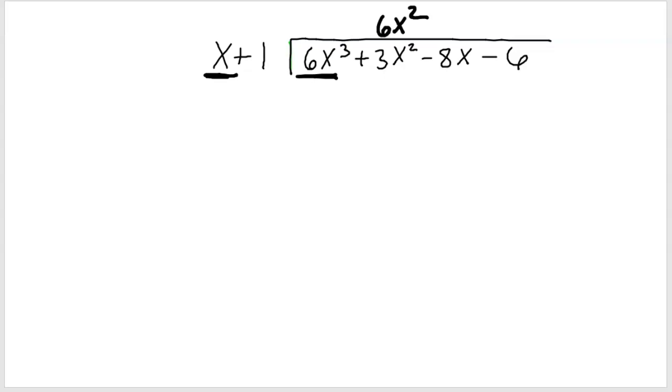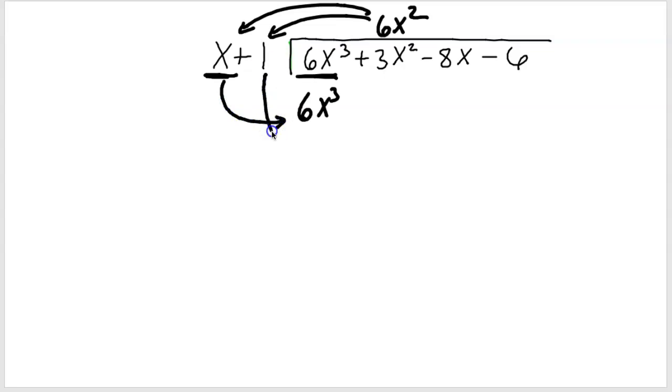Now the next thing I'm going to do is multiply this 6x squared times both numbers here, the x and the 1. So 6x squared times x is 6x cubed, and I'm going to put that right there. And then 6x squared times 1 is just 6x squared, and I'm going to put that there. Notice how I'm lining up the like terms. I've got the cubes lined up with each other, and I have the squares lined up with each other. All right? So let me erase my little arrows here, get these out of the way.